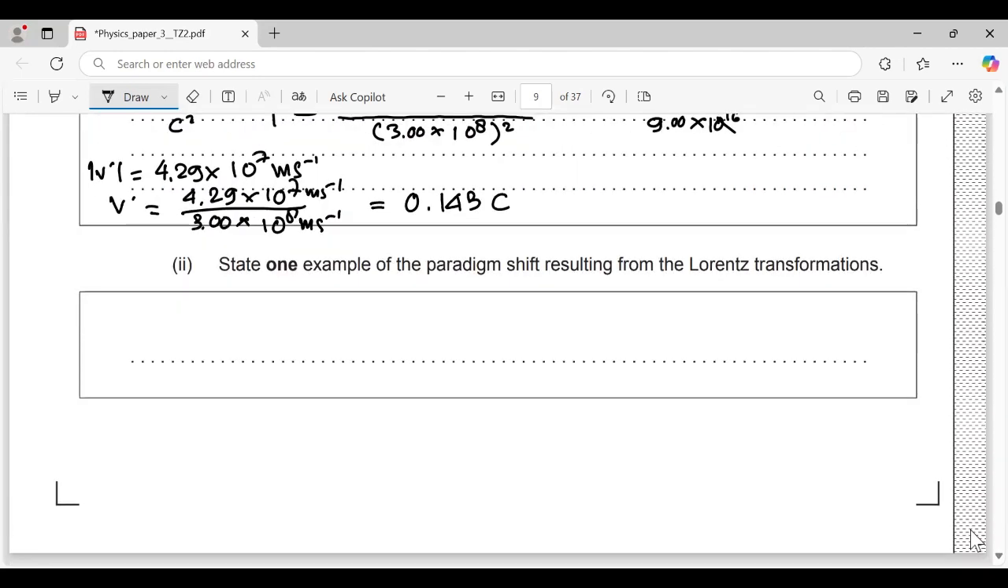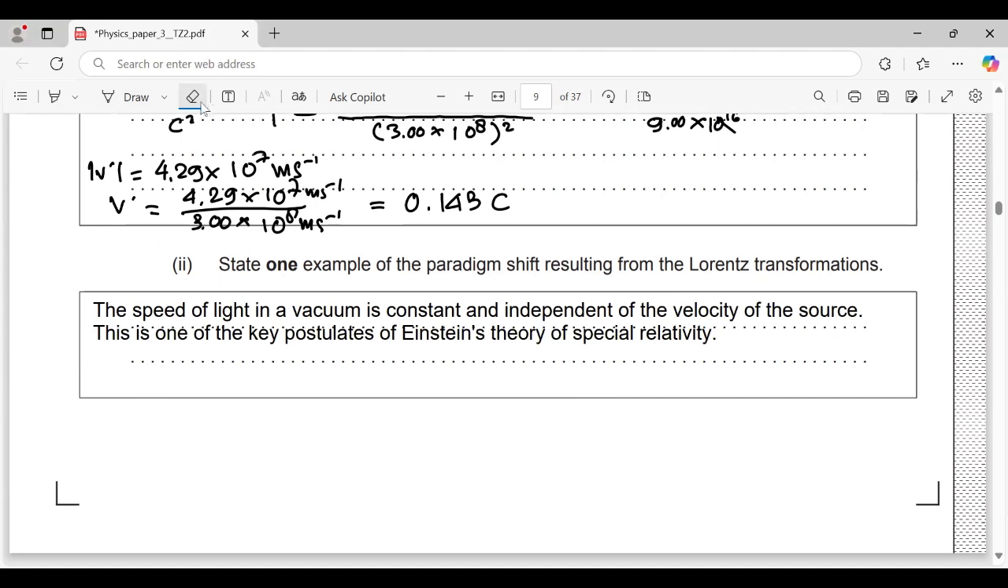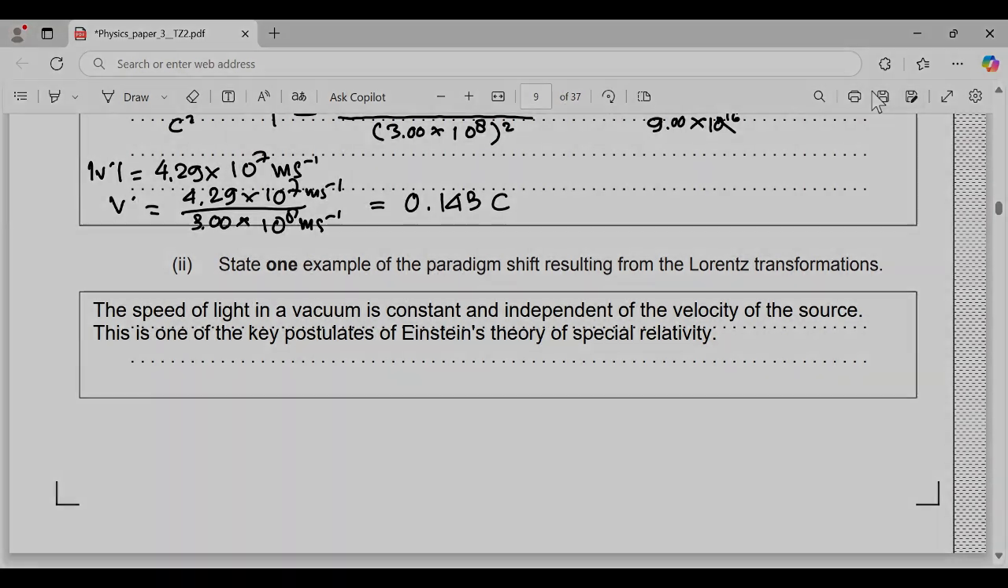State one example of the paradigm shift resulting from the Lorentz transformation. I have provided my brief opinion about this question. This one, you may copy, or you may add your own opinion into this explanation.